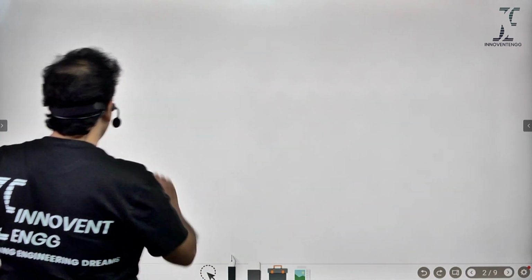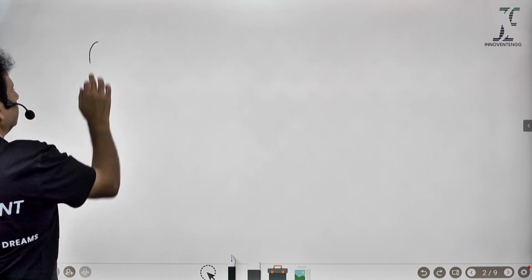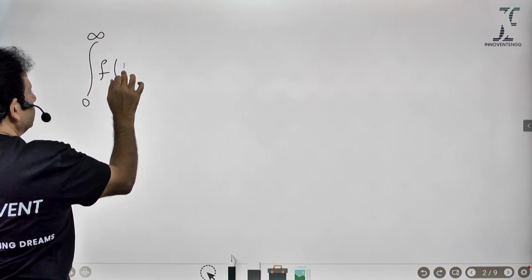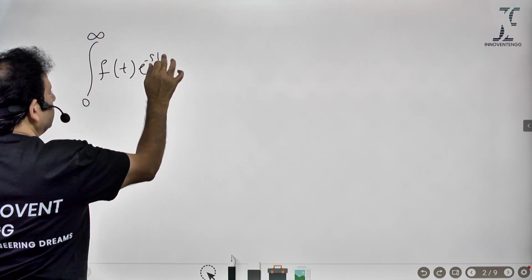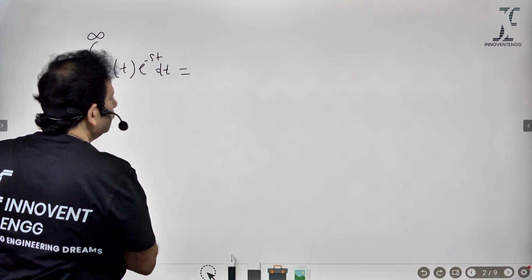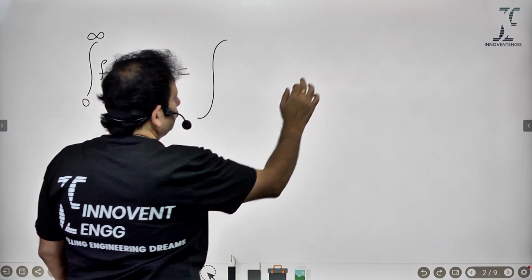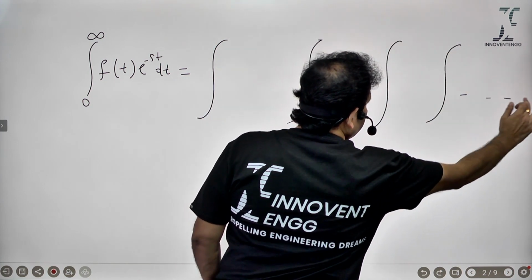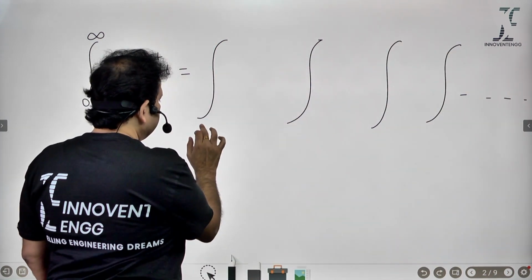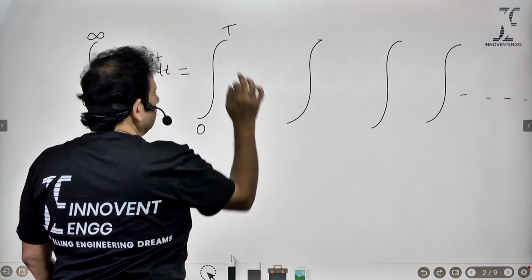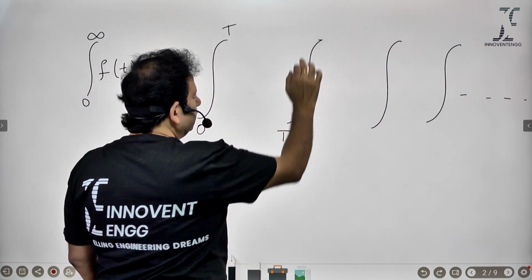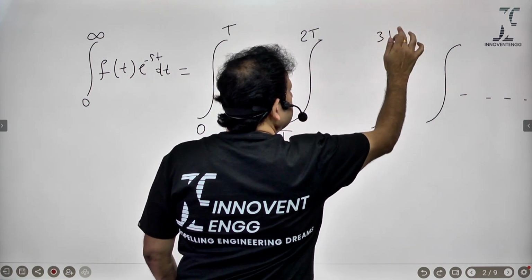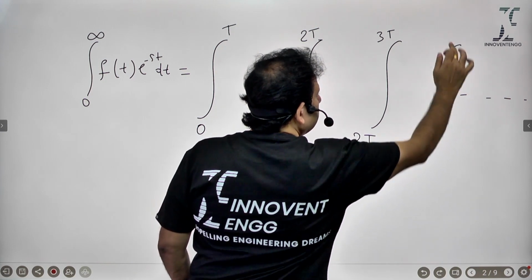So what we have got essentially now is the integral from 0 to infinity of f of t e power minus st dt, which is equal to several of those integrals. So let me write, and this goes on. Now let me say that this is from 0 to T. Now you can say what it is, T to 2T. Now 2T to 3T. Now this becomes your lower limit again, 4T.